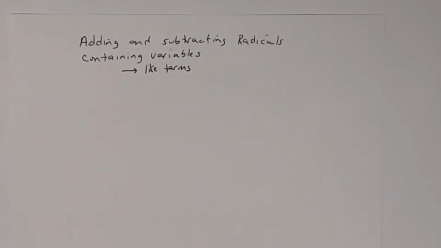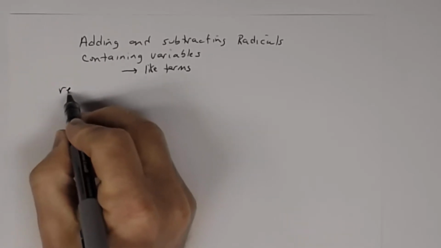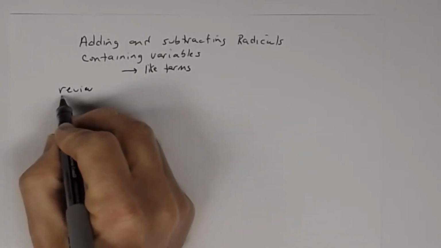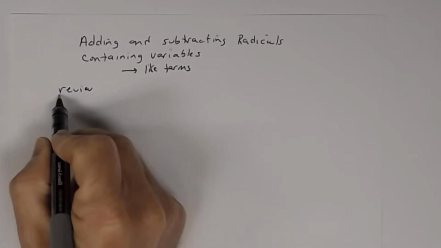In this lesson, we're going to look at adding and subtracting radicals, and these radicals are going to contain variables. And in this part, we're going to be looking at radicals that are considered like terms. Okay, so let's go ahead and review something from a previous lesson and previous opportunities that you've learned.